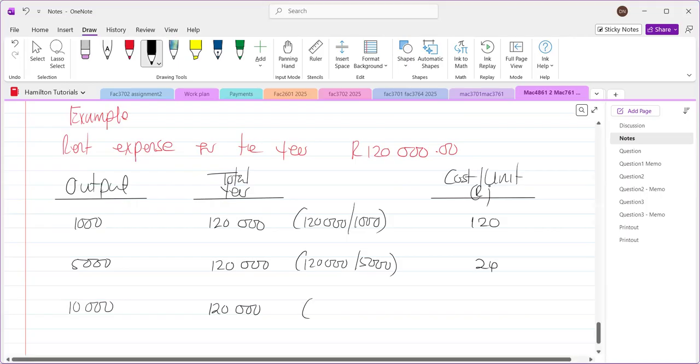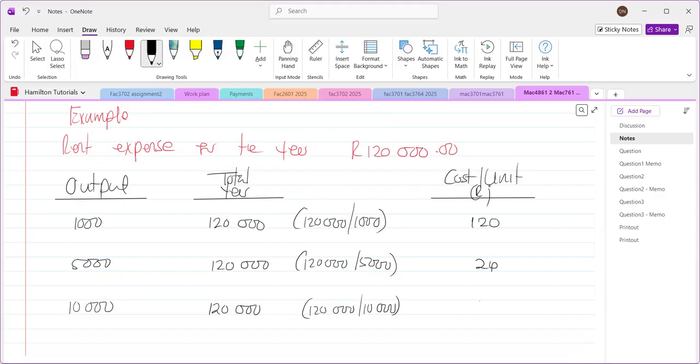Right? If I improve further and I produce 10,000 units, each unit is going to consume 12 rand per unit. So therefore, we are saying as output increases, the cost per unit in the opposite direction will decrease. As output decreases, then the cost per unit will be higher because this is a shared cost. The more the number of units that share into that cost, the lower the cost per unit.